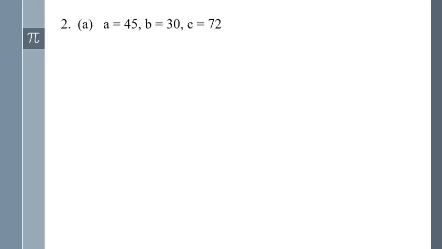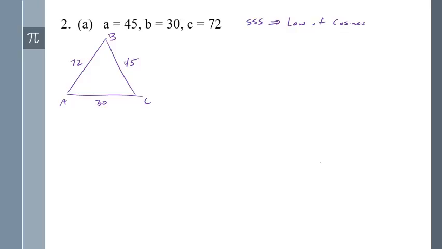Alright, number 2, same idea. I'm going to start by sketching to see what we have. Hopefully everyone sees right away that I'm given three sides, so we're going to have to use the law of cosines. Side-side-side is the law of cosines, and that said, we have to find two of the angles, then 180 minus those two to find the third one. Doesn't really matter which one we start with.